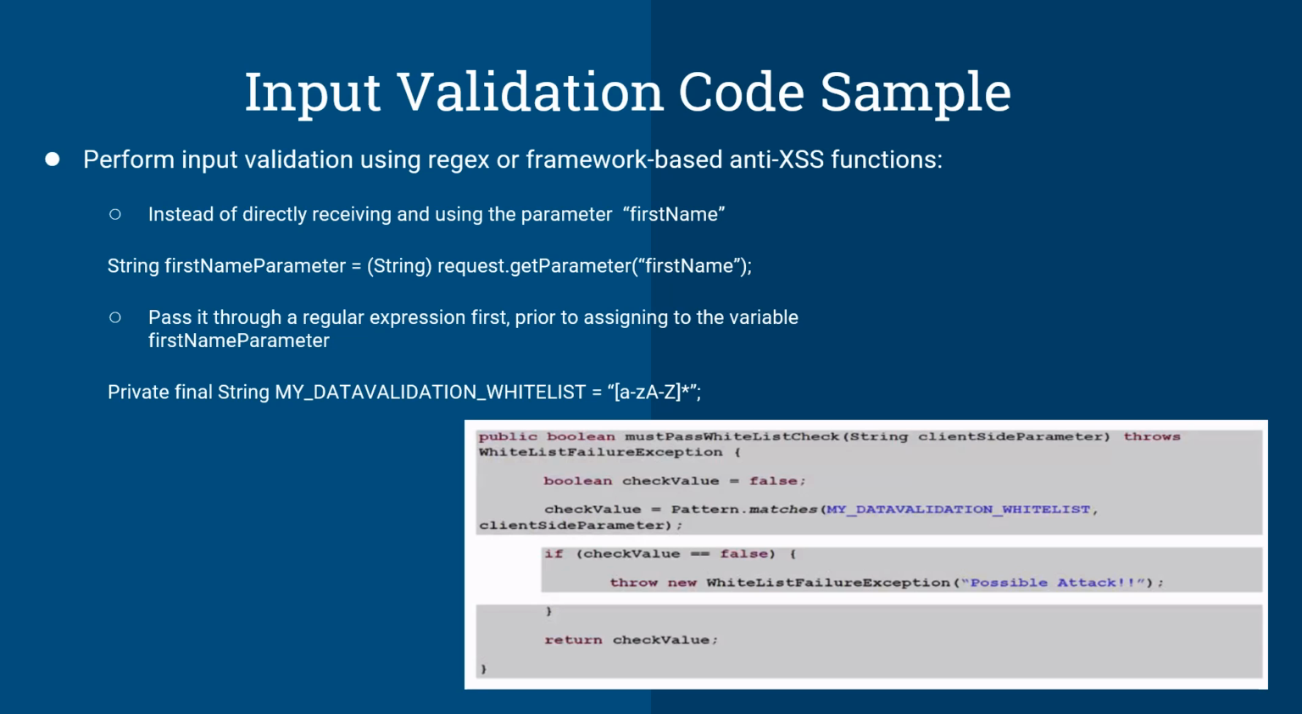If you look at the method mustPassWhitelistCheck, you can see that's how it's done. We have a pattern that takes the value we receive and compares it against our regex. If something does not match, then we throw a custom exception. So this is an example of how you can do the same in your code.